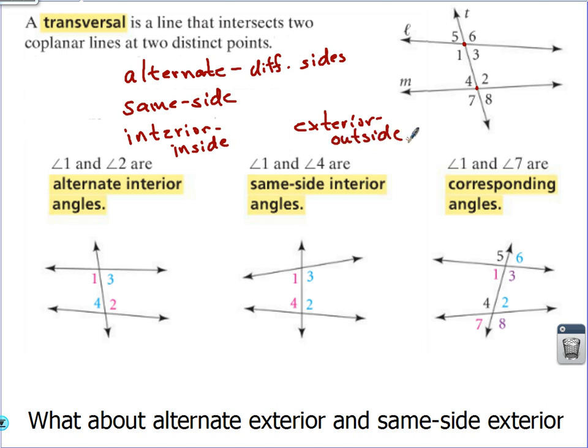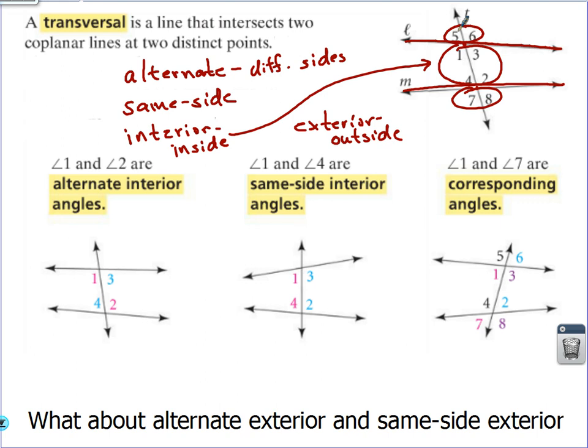Okay, now let's talk about here, interior angles. Your interior angles, these are your lines. Your interior angles are on the inside. Those are interior. Your exterior angles are on the outside. So 5, 6, 7, 8 are exterior angles. 1, 2, 3, and 4 are interior angles. Okay, now let's put that stuff together.